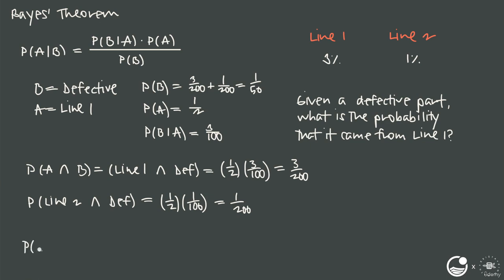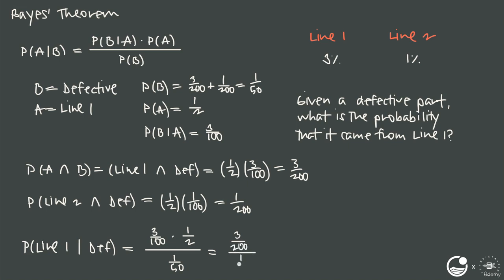We'll say the probability that the part came from line 1, given that it was defective, is equal to the probability that it was defective, given that it came from line 1, 3/100, multiplied by the probability of event A, the probability that it came from line 1, 1/2, all divided by the probability of event B, the probability that it was defective, which in this case is 1/50. And when we do that math, we get in the numerator here, 3 times 1 is 3, 100 times 2 is 200.